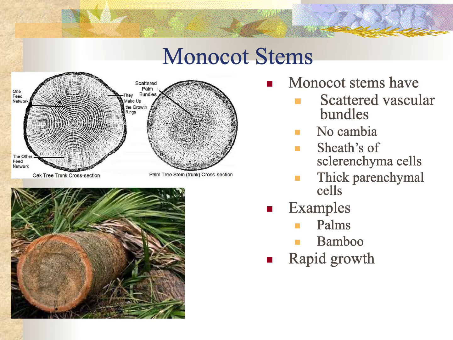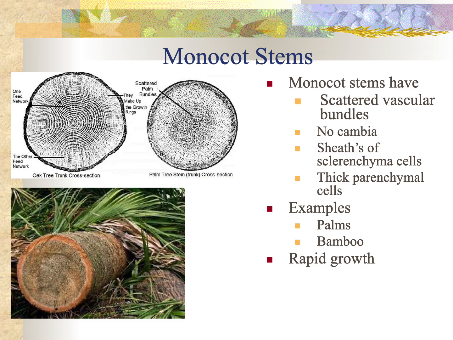I also should mention that there are some monocot stems that do have woody tissue, but it looks very different. You won't see annual rings. Here you'll see scattered vascular bundles, no cambia. You'll see lots of sclerenchymal cells and parenchymal cells. They'll form the woody tissue.